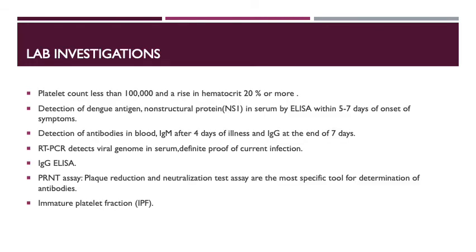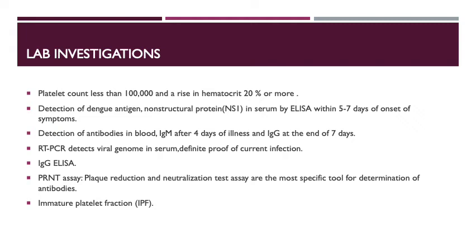Coming to the lab investigations of the dengue fever, firstly we have a platelet count of less than 1 lakh and rise in the hematocrit of 20% or more. Then we can detect dengue antigen non-structural protein in serum by ELISA within 5 to 7 days of the onset of symptoms. Then is the detection of the antibodies in blood.